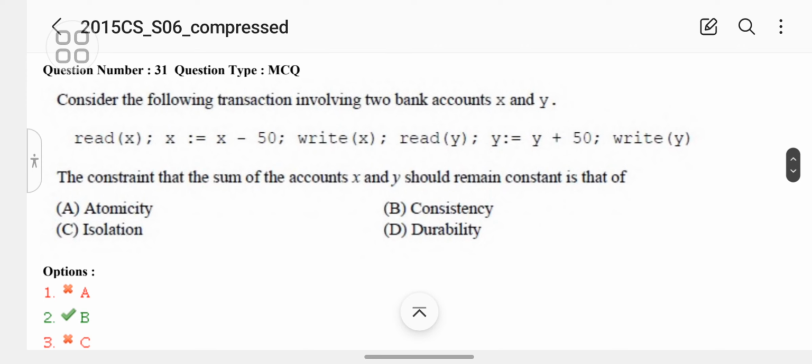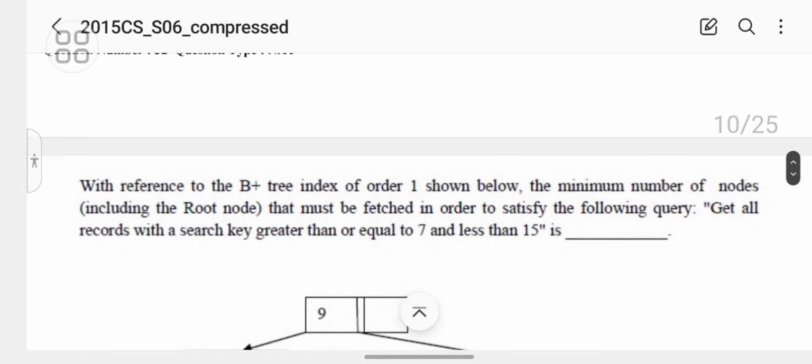31st: consider the following transaction involving two bank accounts x and y. Okay, now the constraint that the sum of the accounts x and y should remain constant is that of B, that is, consistency. Now the reference is to the B+ tree index of order 1 shown below, right?